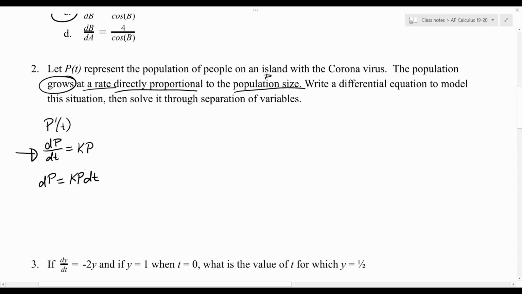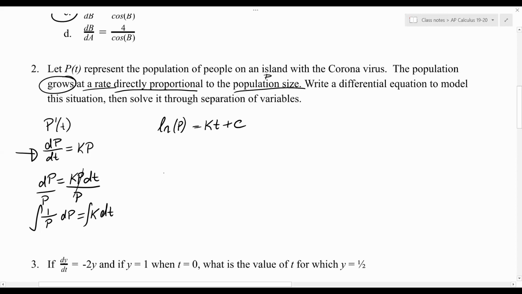Now what do we need to do? Well, we need this P to go to the other side, so I'm going to divide by P on both sides. So I get 1 over P dP equals k dt, since these cancel. Well, if I want to solve it now, what do I need to do? Integrate both sides. If I integrate 1 over P, that is ln of P. If I integrate k with respect to t, well, that will be kt plus C.